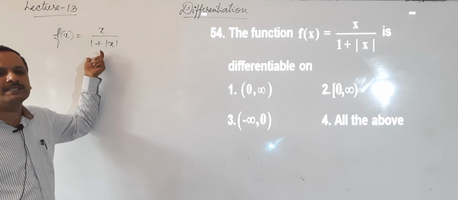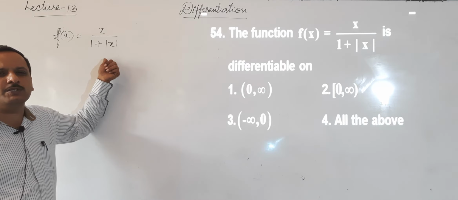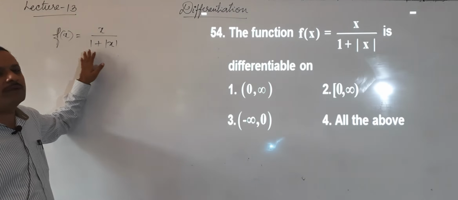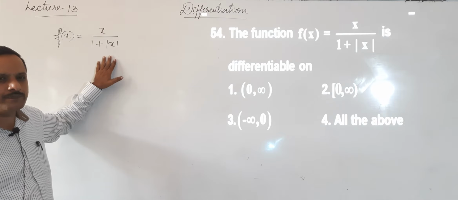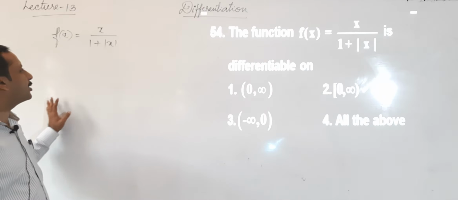Denominator we have 1 plus mod x. 1 plus mod x will never become 0 because mod x is always positive. In the worst scenario, mod x is equal to 0, that is its least value. So, 1 plus mod x is never 0. So, denominator will never become 0, fine. So, that problem is not there.